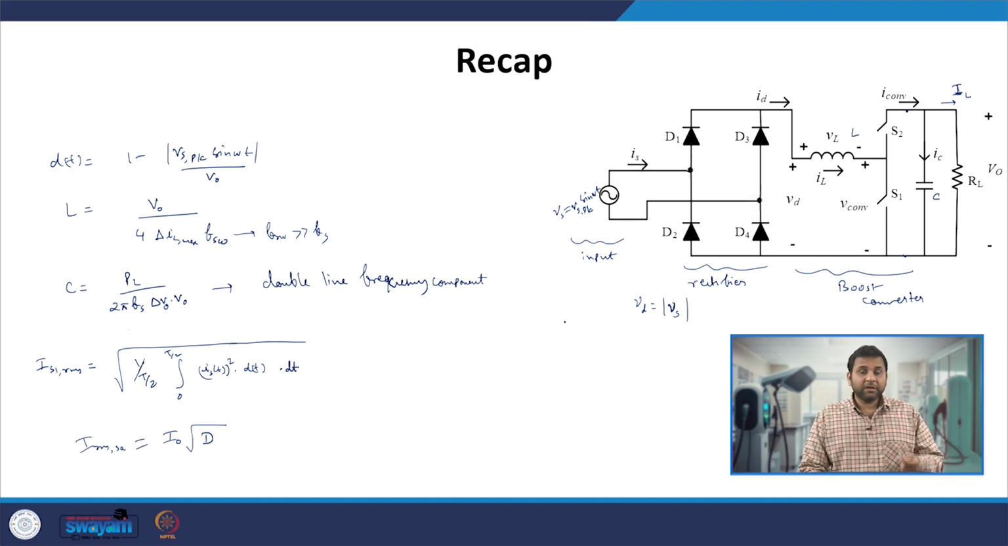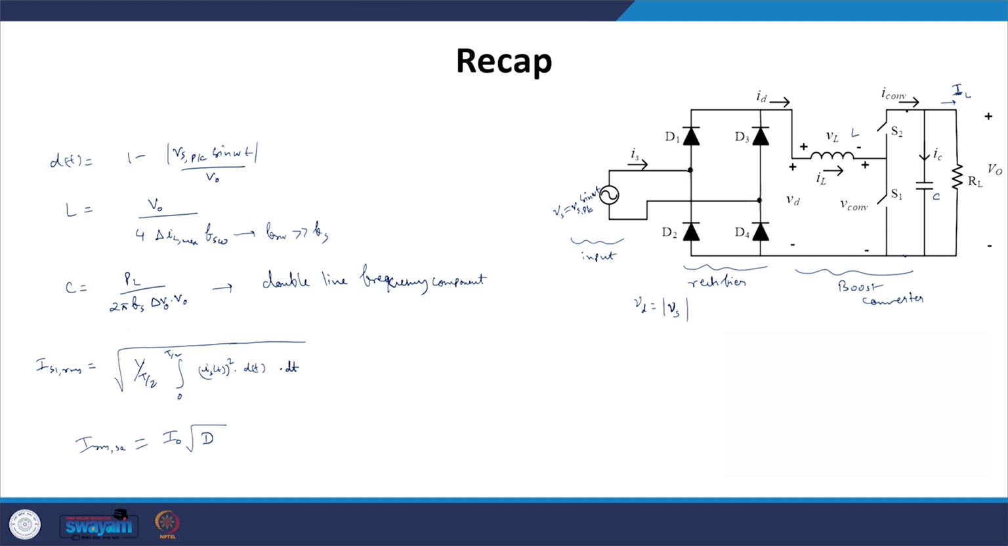Again, the converter is operated in such a manner that it draws unity power factor current and is able to maintain the output voltage within a permissible voltage range. So this double line frequency component on the capacitor voltage is one of the drawbacks, and it is one of the critical aspects which determines the size of the capacitance, and that in turn determines the overall size of that single phase AC to DC converter.